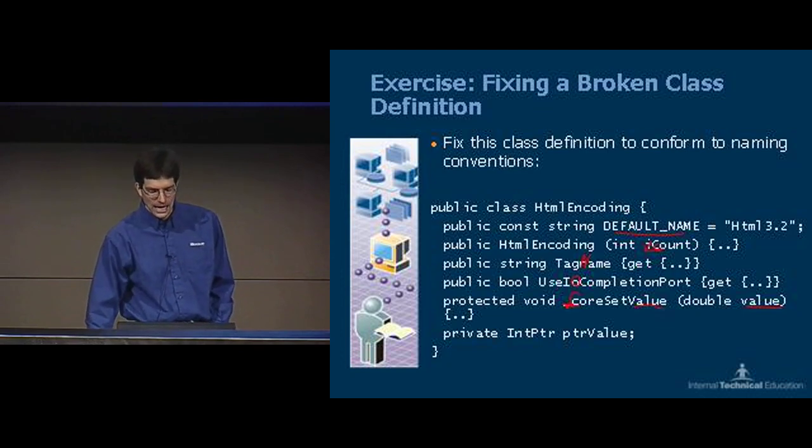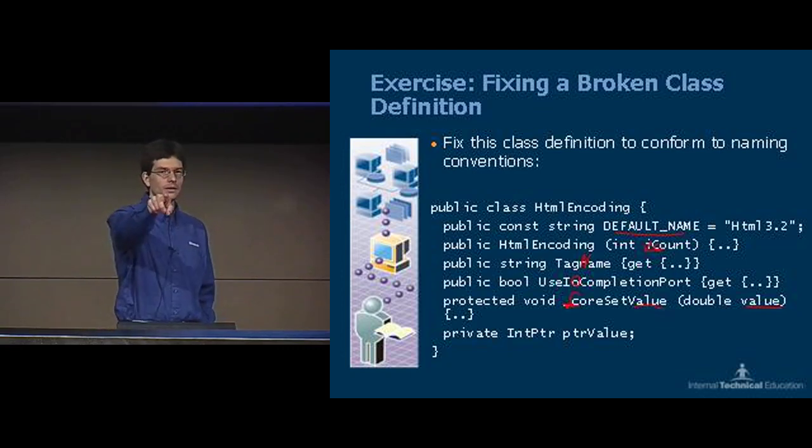So how about tag name, this property? Yeah, capital N instead of the lowercase n on name. That's good. The two separate words pushed together. So how about use IO completion port? Yeah, IO is one of these two-letter abbreviations, so IO has to be capital. Okay, I'll get right here. Yeah.